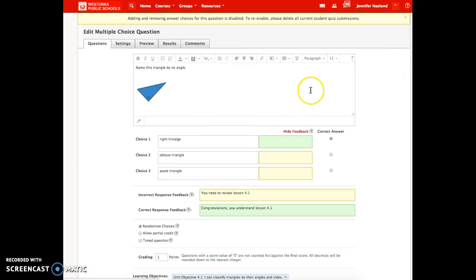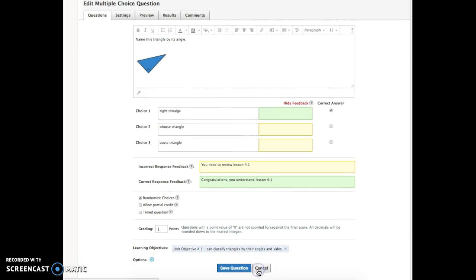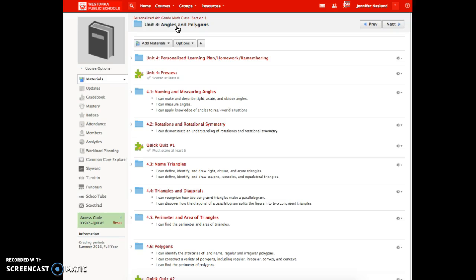And the cool thing is when the kids take the pretest, if they get the question right or wrong, they get some feedback. In this case, if you got it wrong, it would say you need to review lesson 4.1, or congratulations, you understand lesson 4.1. We have a couple questions per learning target, and if the kids get any of the questions of that learning target wrong, they need to do that lesson. So even if they get one right and one wrong, they still need to do the lesson.